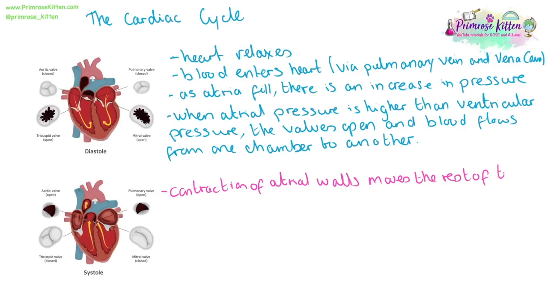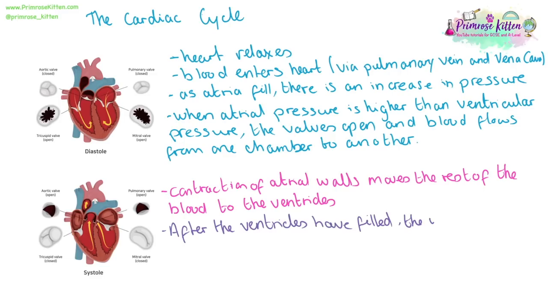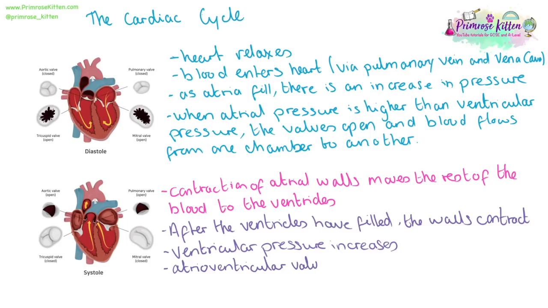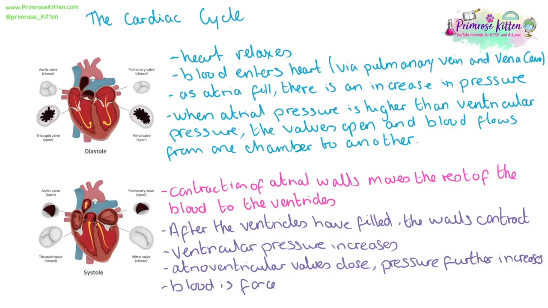In systole, contraction of the atrial walls moves the rest of the blood down towards the ventricles. After the ventricles have filled up, the walls will contract. Ventricular pressure increases and the atrioventricular valves close. This further increases the pressure and blood is forced into the aorta and pulmonary artery.